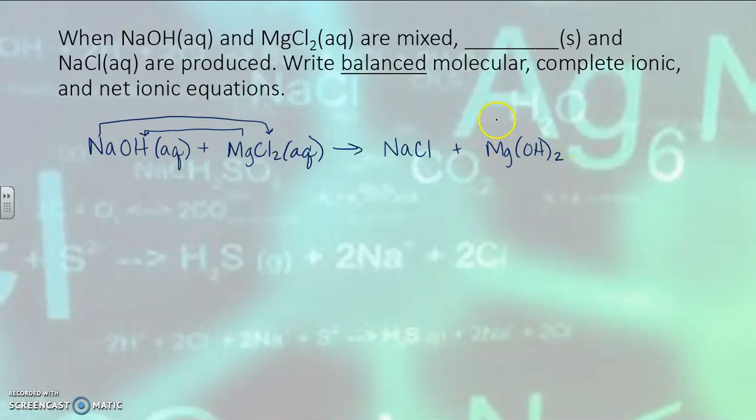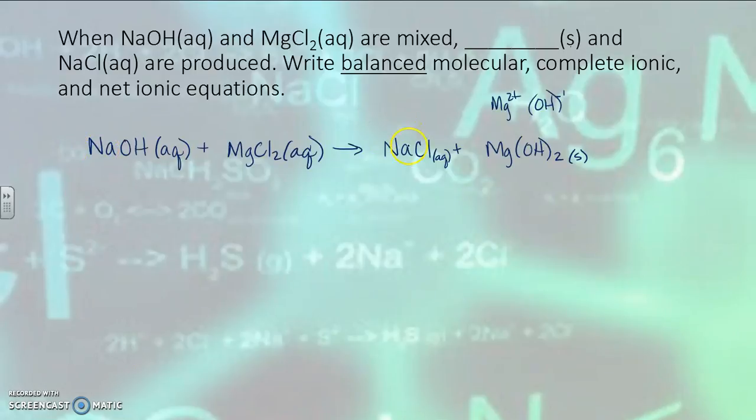Why is there a 2 here? Because magnesium has a positive 2 charge. Hydroxide has a negative 1 charge. Don't forget that. Okay, we said that this is aqueous, and we said that this is a solid. And it says to write the balanced molecular, complete ionic, and net ionic equations. So we've got our molecular equation here. We just need to balance it. So let's go ahead and balance that so that we can finish this.